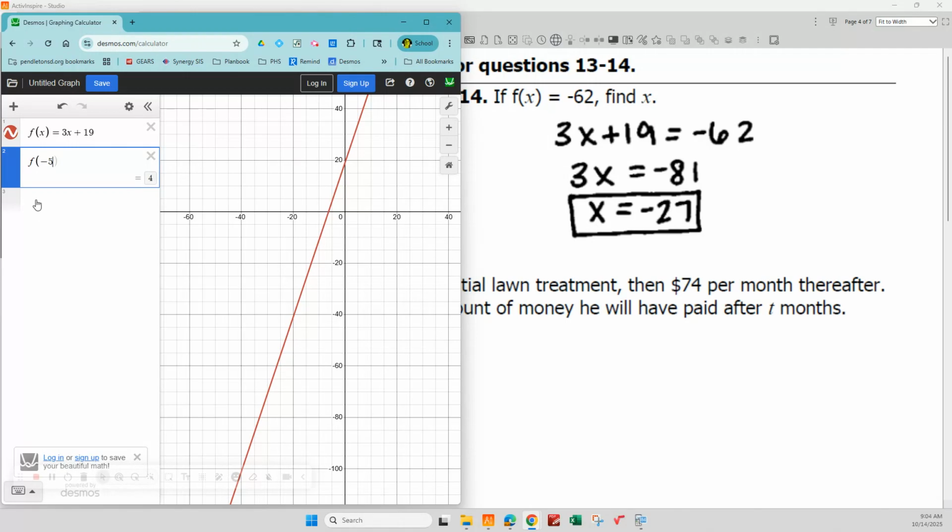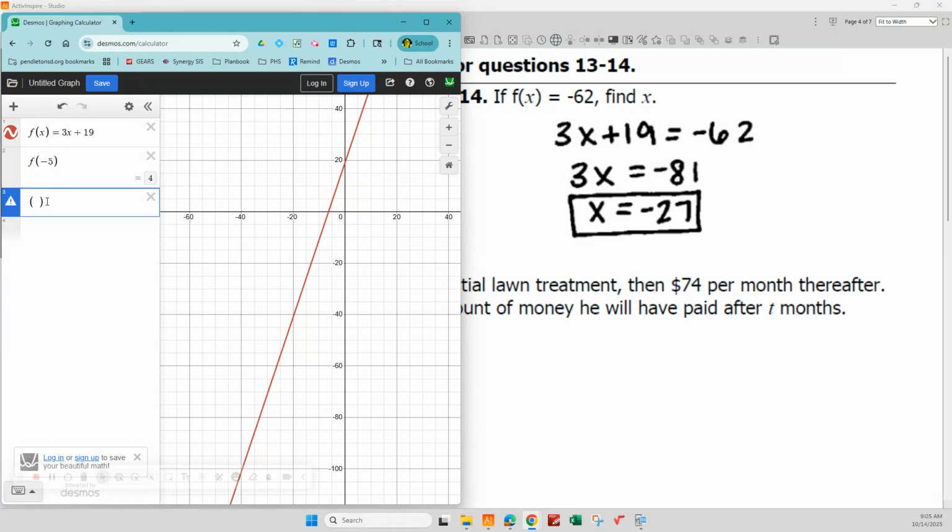Okay? What if I want to graph a point in Desmos? This is kind of cool. I can just write an ordered pair, like, for example, 2, 3, and look what it does. And I can even label it. It gives me the point 2, 3, right? Well, what if I want to find a point on a function?